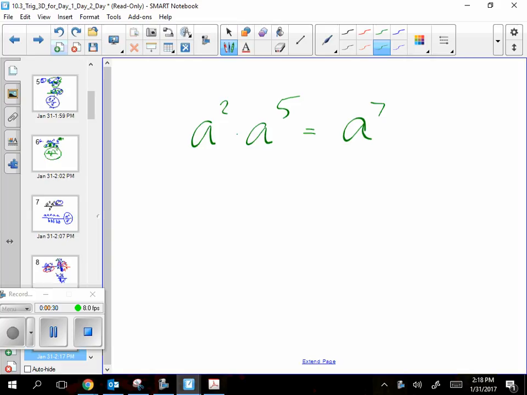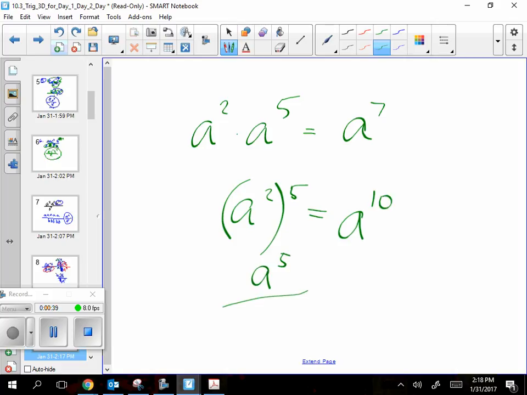Yep. A to the second times a to the fifth. What would that be? A to the 7th. Very good. How about a to the fifth over a to the second? We added, we multiplied. What do you do in that kind? Subtract. A to the third.